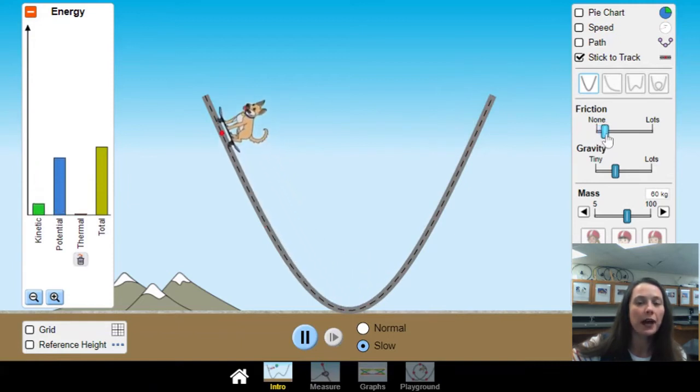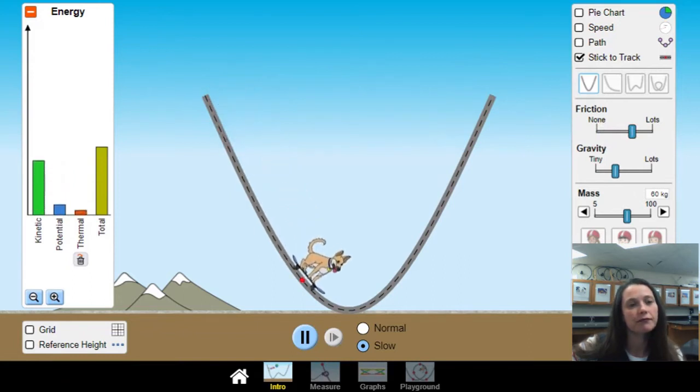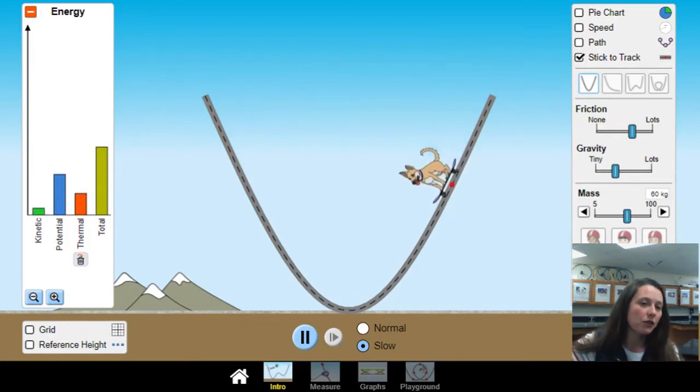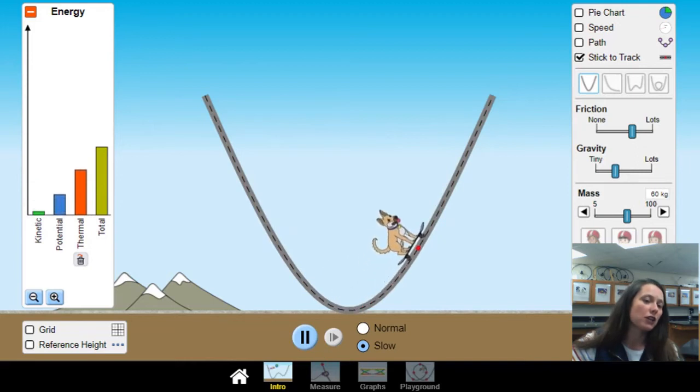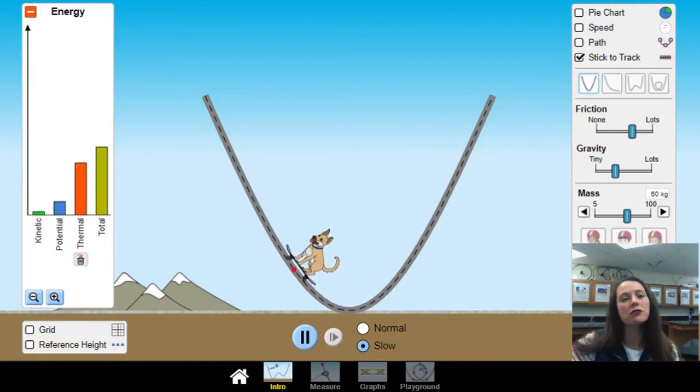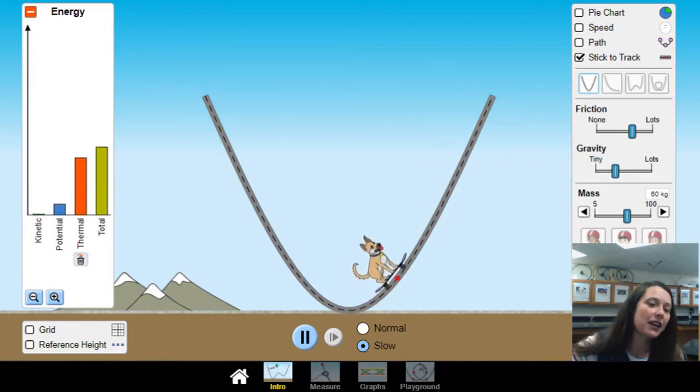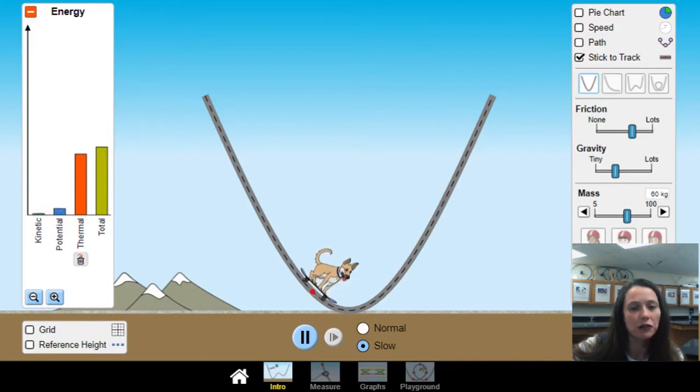Let's see what happens when we add friction on the bar chart. The amount of thermal energy is gradually creeping upwards, but the total amount of energy is remaining the same. How is that possible? Well, if you watch how the kinetic and potential energies are fluctuating, they're still alternating back and forth, but neither one is reaching the maximum that it used to reach. There is less and less kinetic energy and less potential energy as it becomes converted to thermal energy through friction.